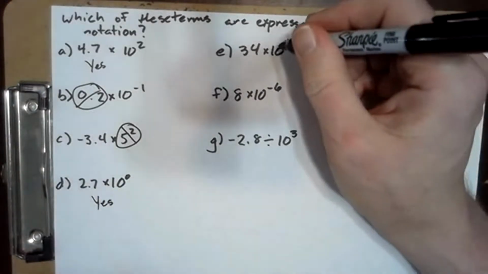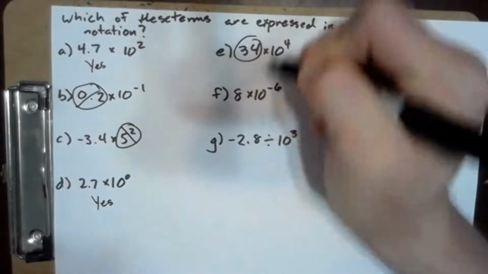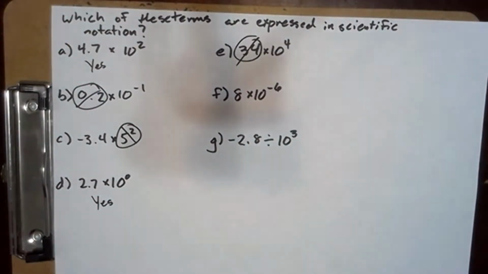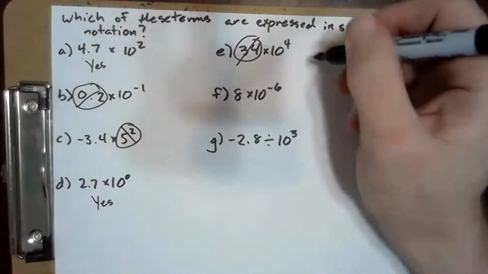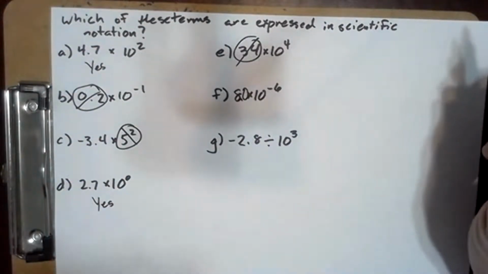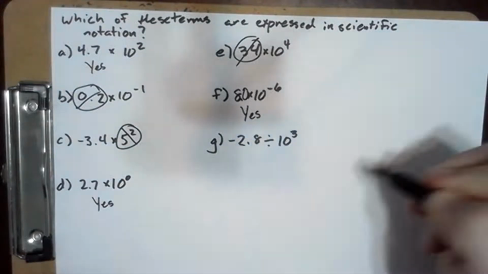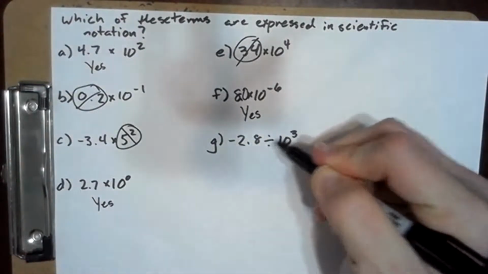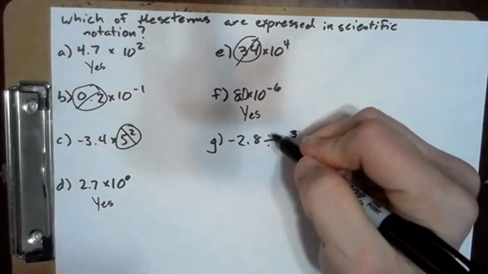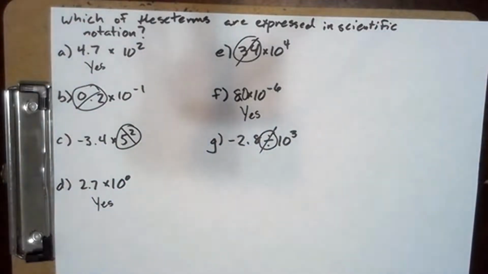Here we have 34 times 10 to the 4th. That's not between 1 and 10, so that's not scientific notation. 8 times 10 to the negative 6. Usually we'd write it as 8.0 times 10 to the negative 6, but this is still in scientific notation. Here, this is negative 2.8 divided by 10 to the 3rd. That's not in scientific notation because it's divided, not multiplied.